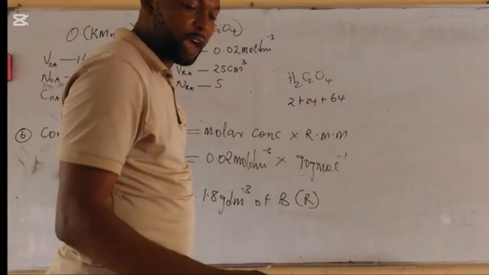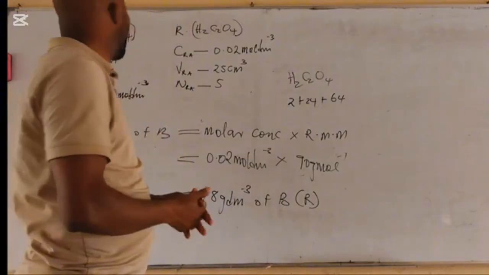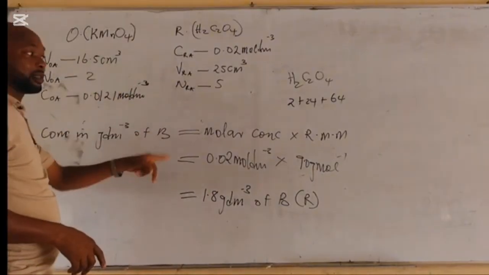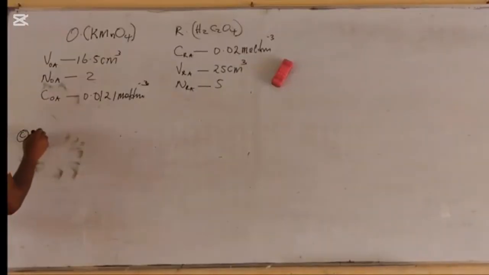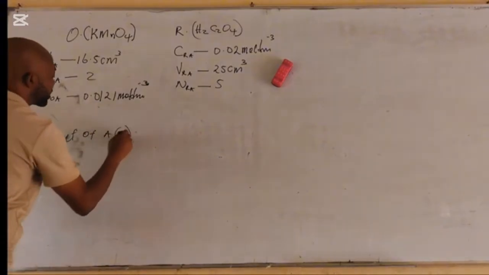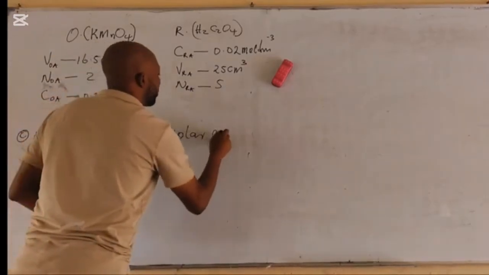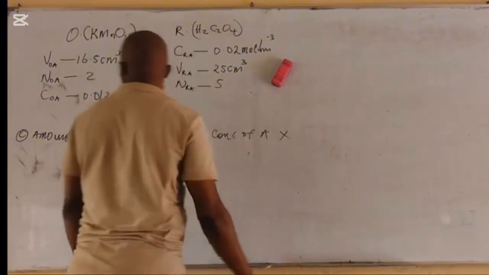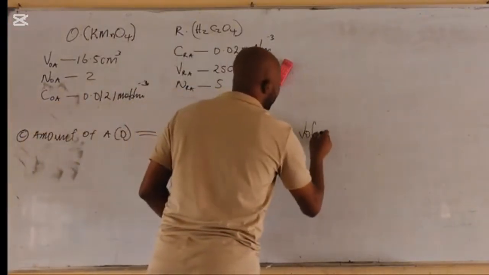Amount of A in the average volume of A. The formula for amount is molar conc times the volume in dm³. So we can get that. So let's see. Amount of A, in bracket oxidizing agent, is equals to molar conc of A, okay, amount is molar conc times volume, alright, times volume in dm³.